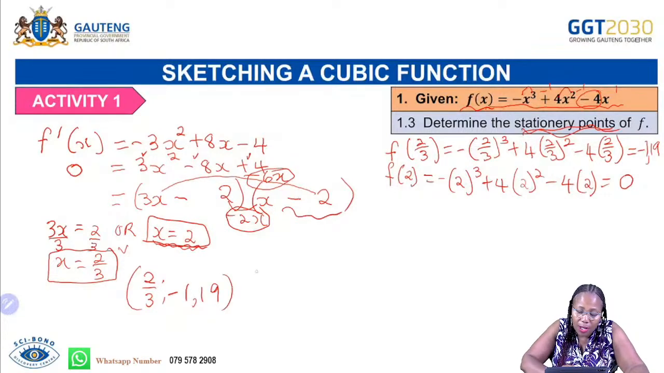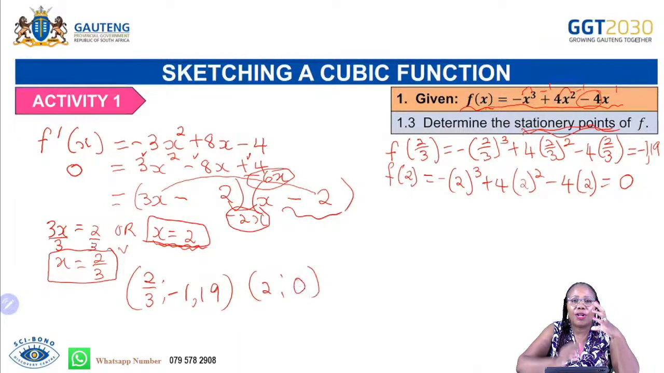The second one will be 2, positive 2, coordinating with the 0 there. And then now, grade 12, after calculating your stationary points or your turning points, indicate which one is the maximum, which one is the minimum. It will assist you when you are sketching your functions. Now, how do we do that?